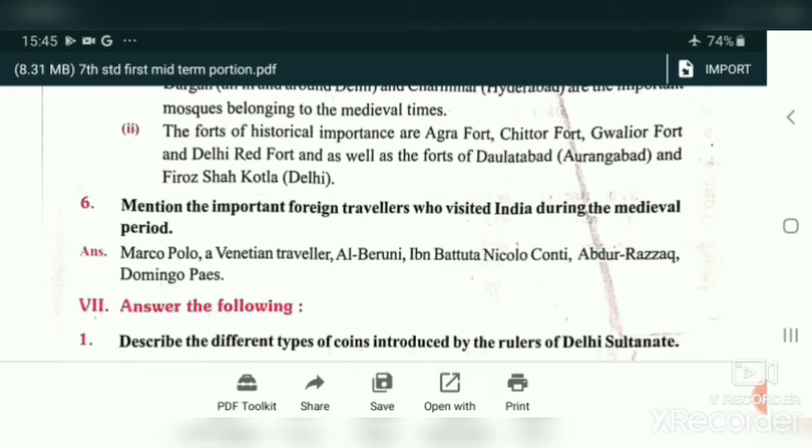Mention the important foreign travelers who visited India during the medieval period. What are the foreign travelers? Marco Polo, he was a Venetian traveler. Alberuni, Ibn Battuta, Niccolo Conti, Abdul Razzaq, Domingo Paes. These are the foreign travelers who visited during the medieval period.